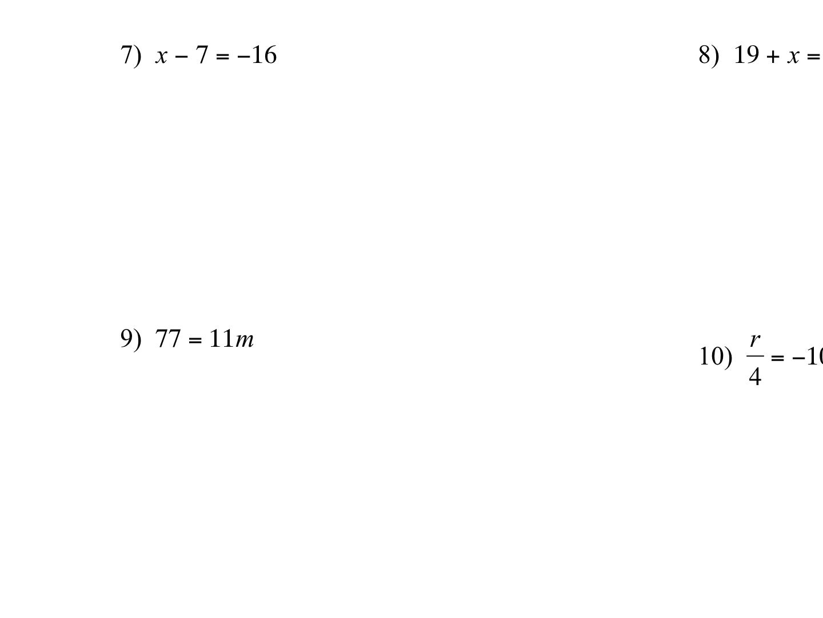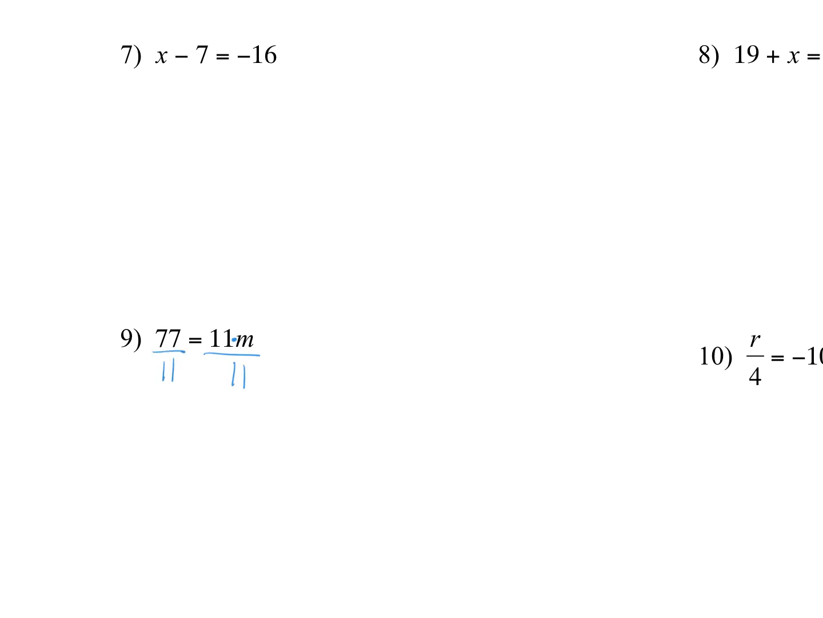So for number 9, if I have 77 equals 11m, remember that 11m is the same as 11 times m. The 11 and the m are being multiplied. Now you want to think, what's the inverse operation to multiplication? It's going to be division. The inverse of multiplication is division.